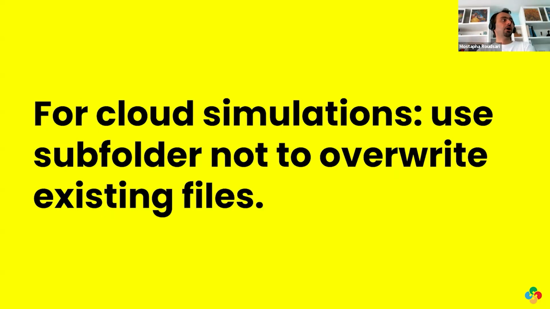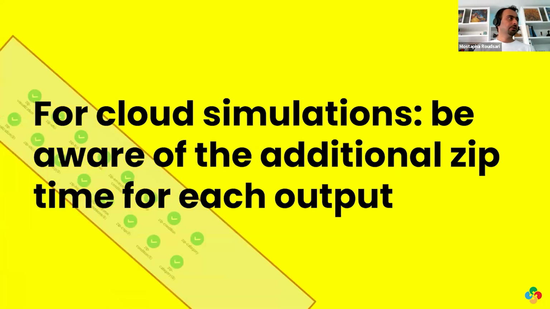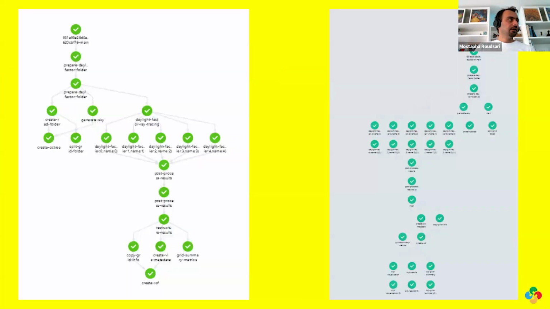Then for cloud simulation, always use a subfolder when you submit your stuff, so other people don't overwrite your files and you don't overwrite other people's files. Then for cloud simulation, every single additional output that you have adds an additional zip time. So this is how it looks. What we show you on Pollination is like this. What really happens in the backend is this. So every output gets zipped before you can download it.